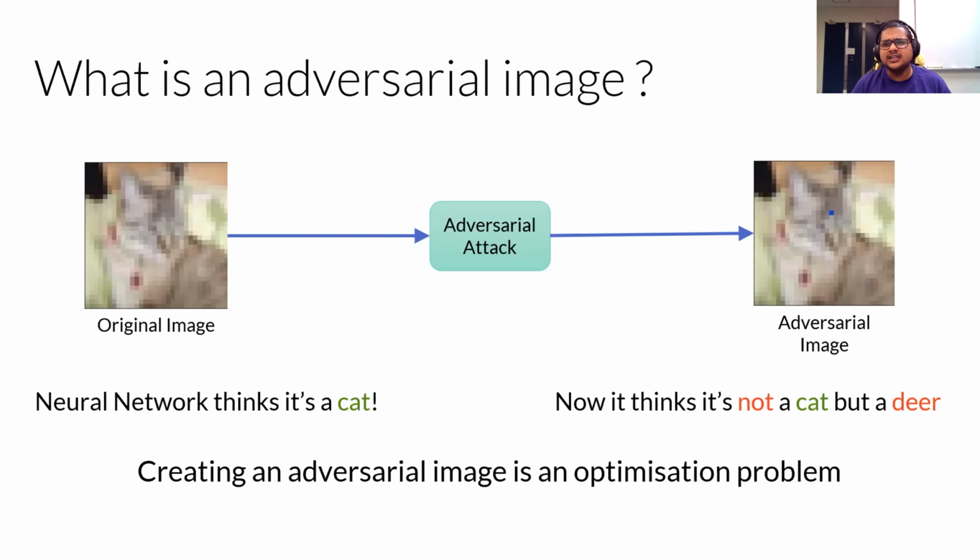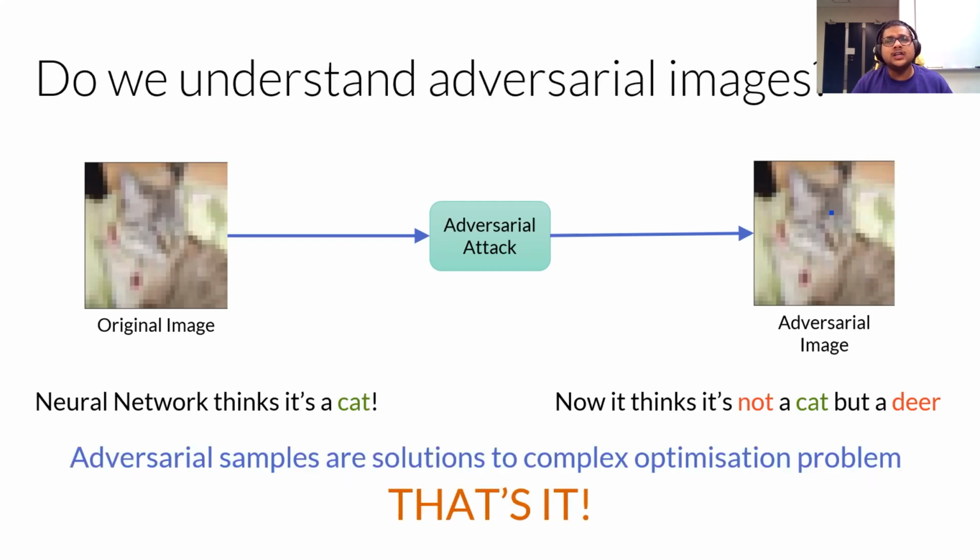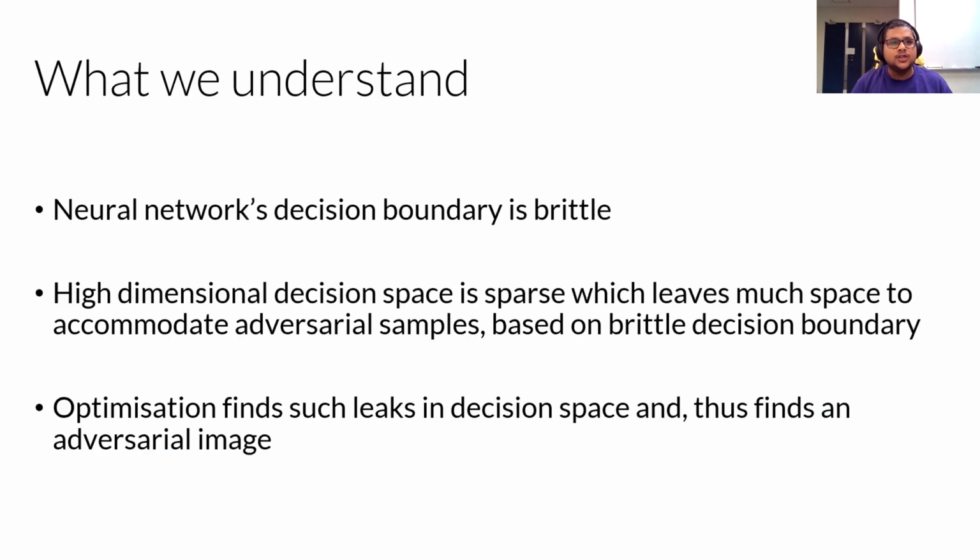So creating this adversarial image is an optimization problem, and basically all the current adversarial attacks which exist in the real world are based on optimizing. So how much do we understand about adversarial images? We know that these adversarial samples are solutions to a complex optimization problem, but that is about it. What we understand is the neural network's decision boundary is quite brittle, and in the high dimensional space, which is very sparse, this brittle boundary leaves a lot of space to accommodate these adversarial samples, and the optimization finds the leaks in this decision space, and thus an adversarial image is found.